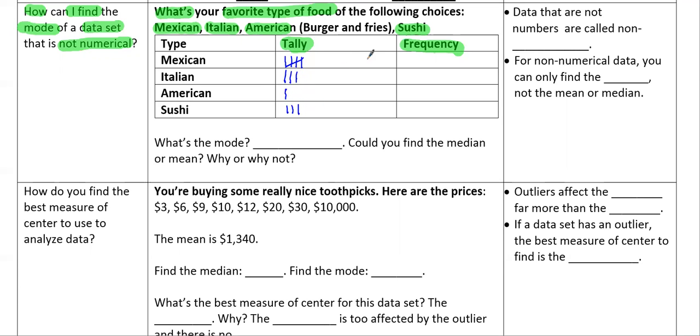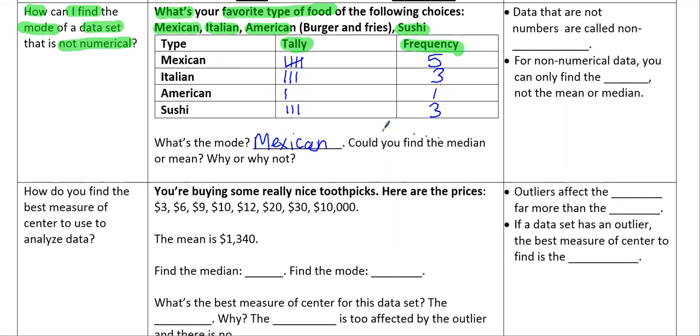And so we're going to do the frequency over here. Every group of 5, I put the little side slash on there. So that's 5 for Mexican, 3 for Italian, 1 for American, and 3 for sushi. Now let's all just appreciate that each one of these food categories is fantastic, but out of our participants, the mode, the choice that came up the most was Mexican food, which is, by the way, delicious, or shall I say, muy delicioso.